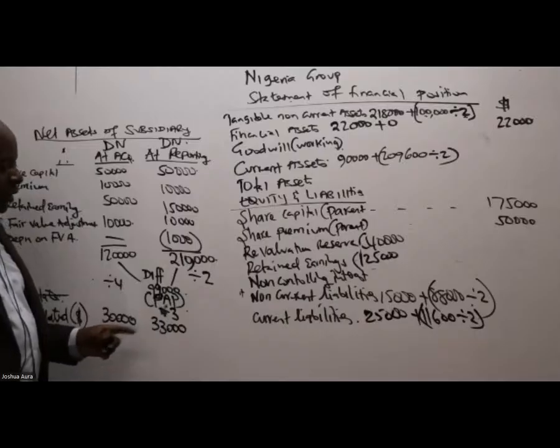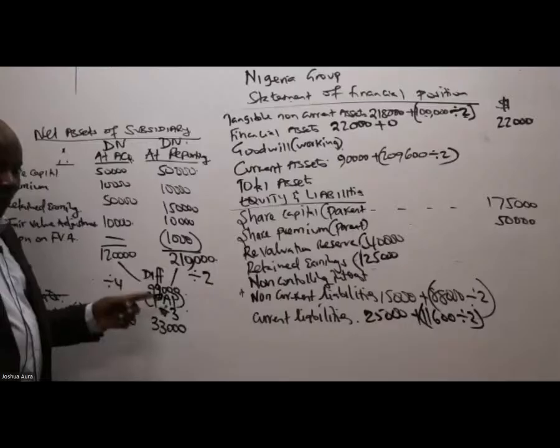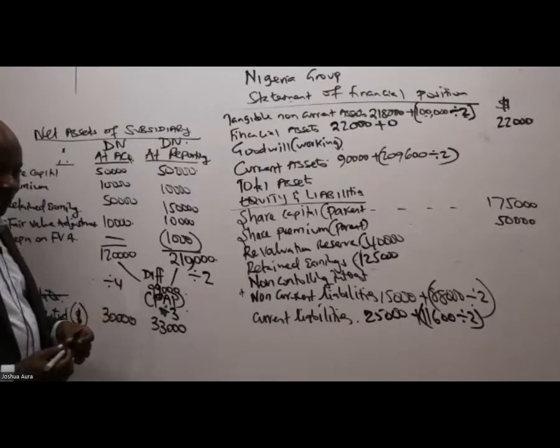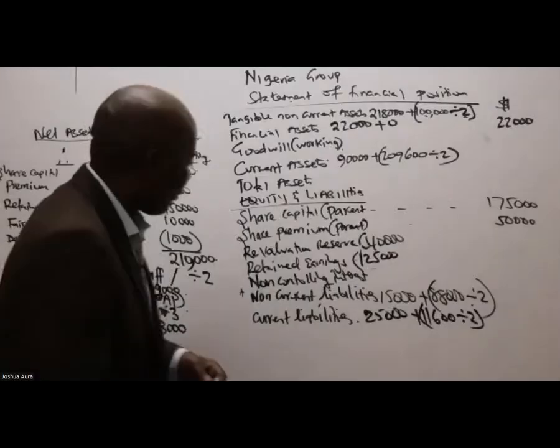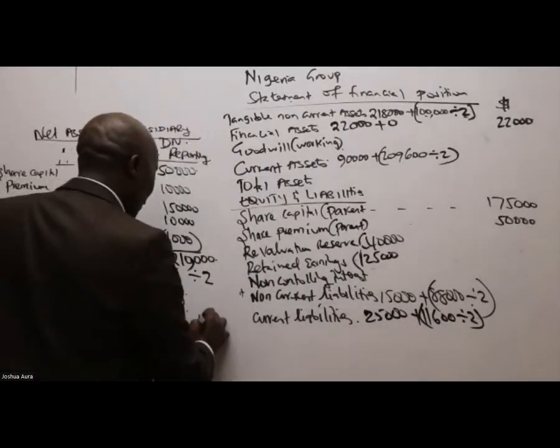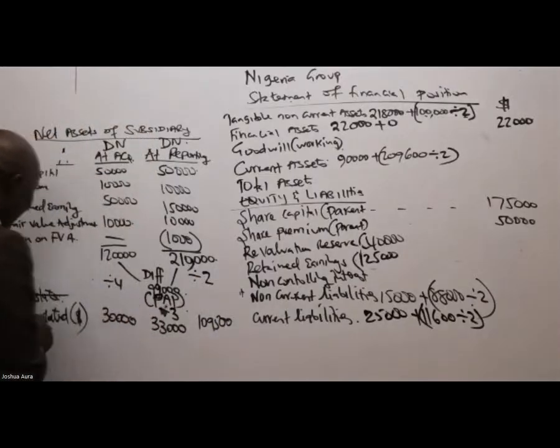219,000 divided by 2 gives me what figure, somebody? They're not talking to me. 109,500. So please, take a yellow highlighter and highlight this entire thing.